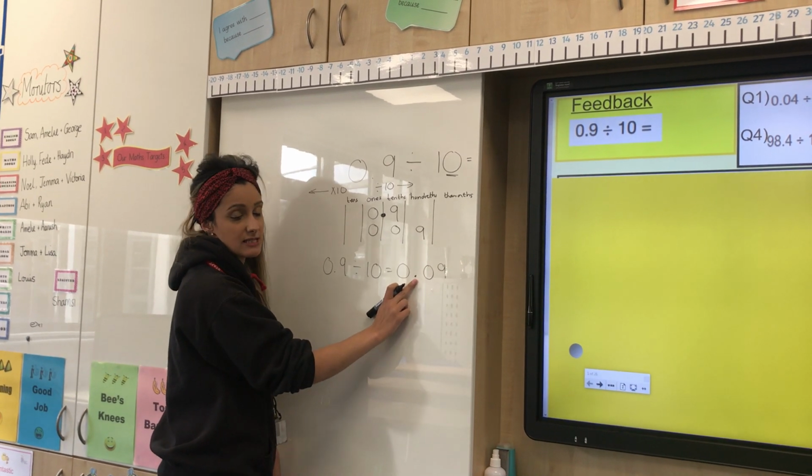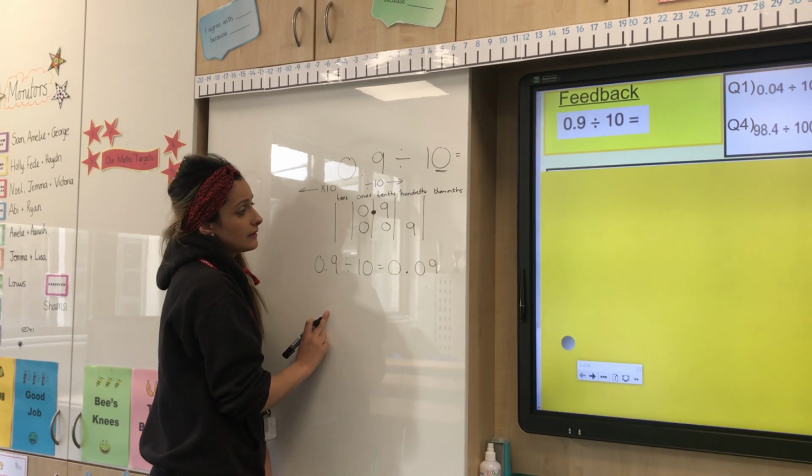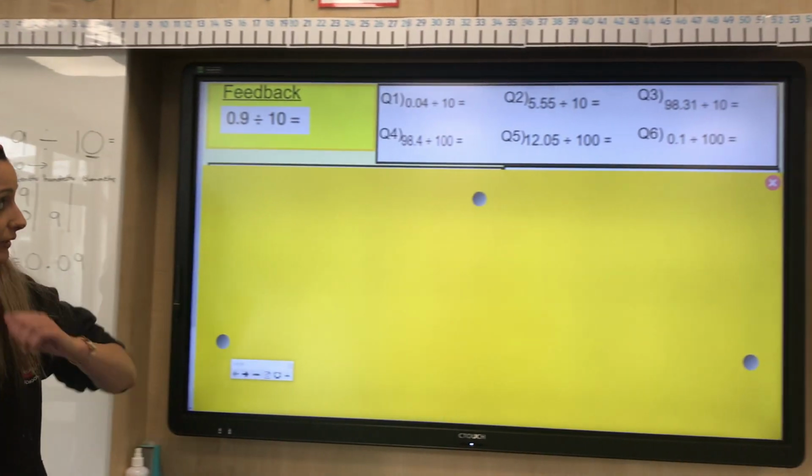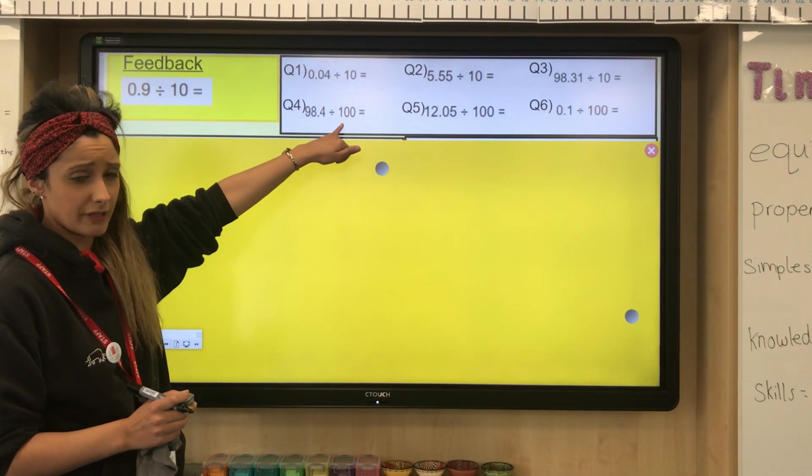It's really important that that decimal point looks like a point and not a comma. Actually, that could look very different. Now, at this point here, we would then give the children 6 questions similar to this. You can notice here I've got divided by 100.